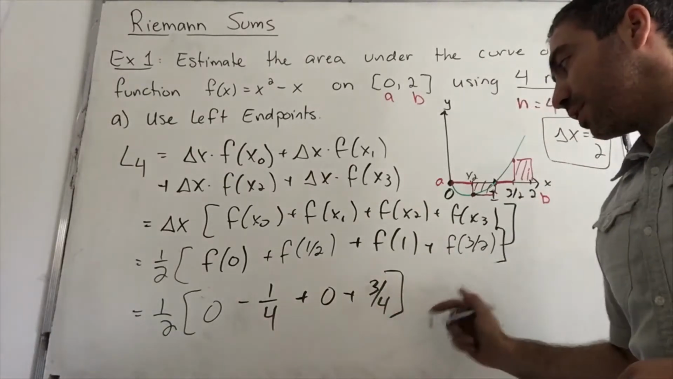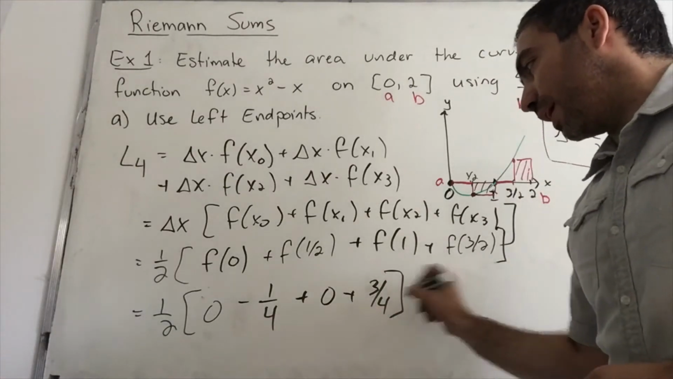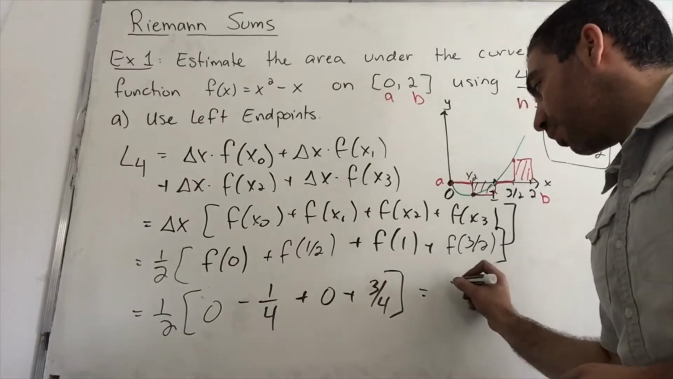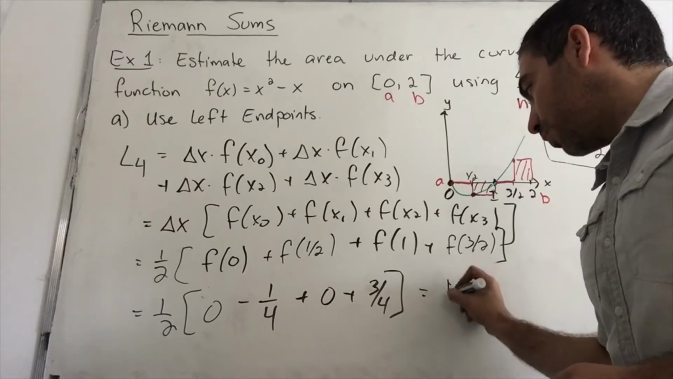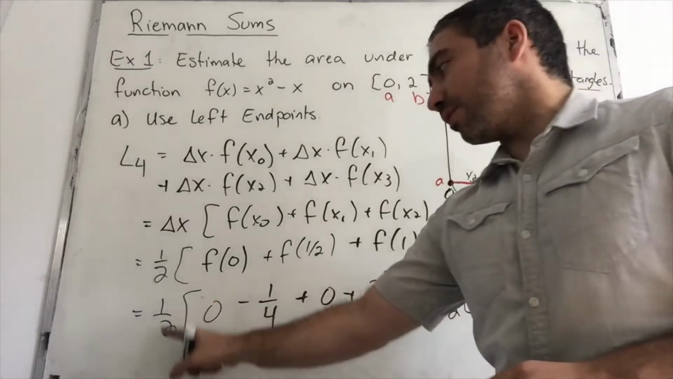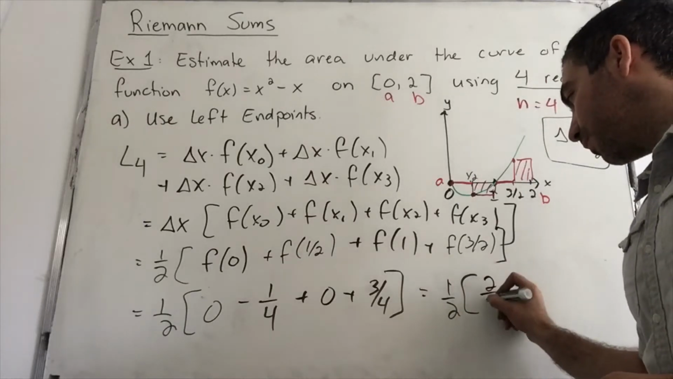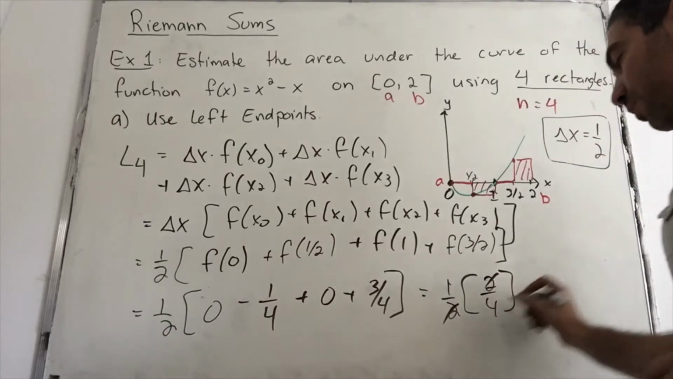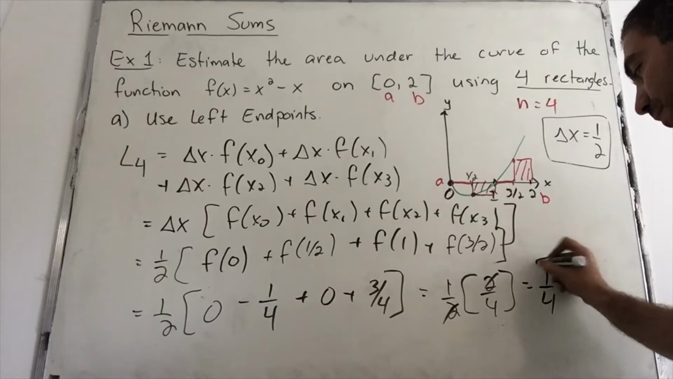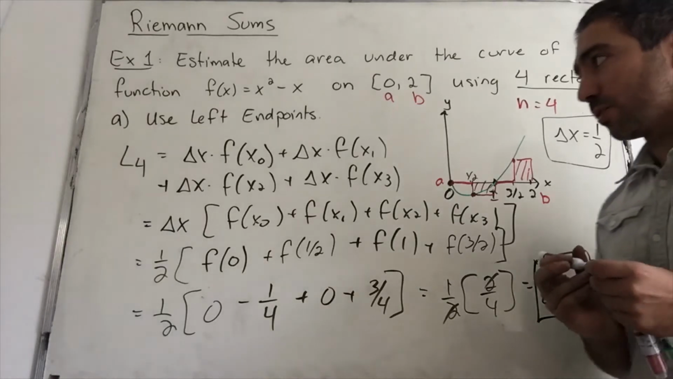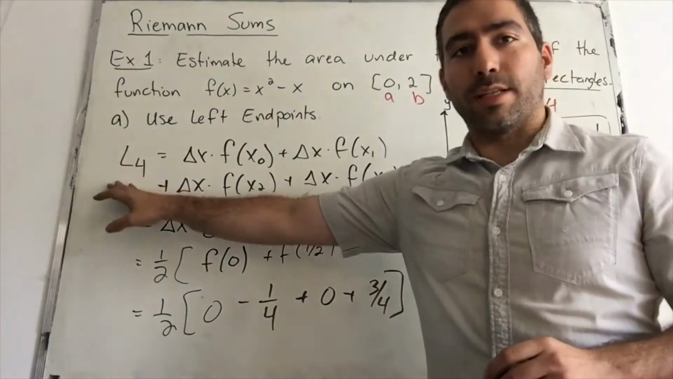Negative a quarter plus 3/4, so they have the same base, we just do negative 1 plus 3, we subtract the top, giving us 2/4. So 1/2 on the outside, that's on the outside of the square bracket. Inside the square brackets, the zeros we ignore, we get 2 over 4. The 2's cancel, we're left with a quarter. So the area under the curve is a quarter unit squared. That's our left endpoint estimation.